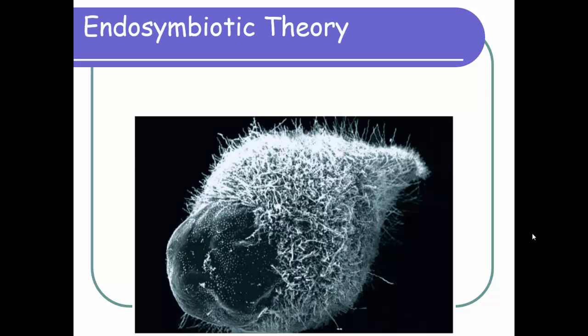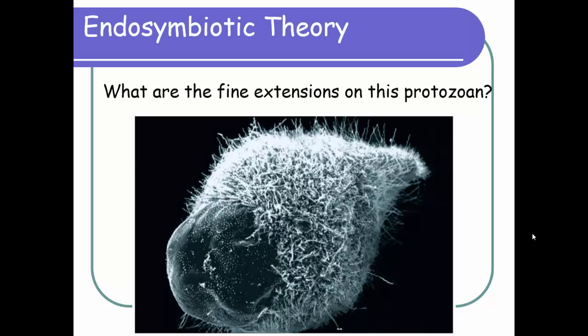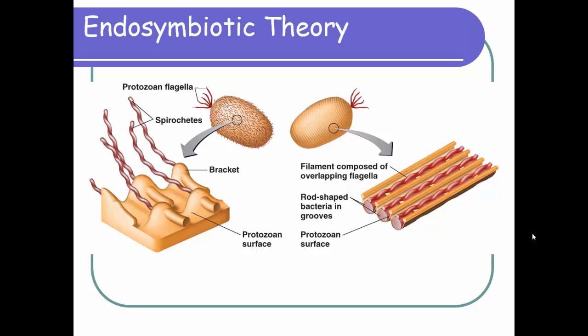However, some people then try to push that a little further, saying, what are the fine extensions on this protozoan? Some people would say, well, these are just simply fimbriae from the bacteria that became the cilia. However, cilia and fimbriae have different protein structures, so I'm not sure the endosymbiotic theory holds at this point. Also, some people say, well, if the prokaryotic cell had flagella, the flagella simply became the eukaryotic flagella. But again, the basal bodies are different between the prokaryotic and eukaryotic cell.